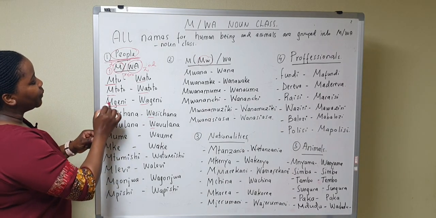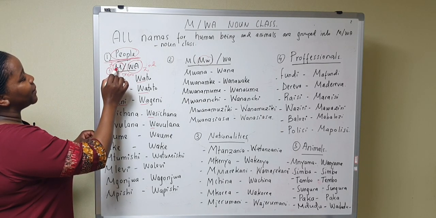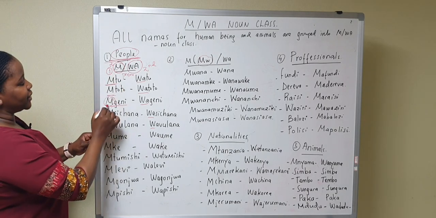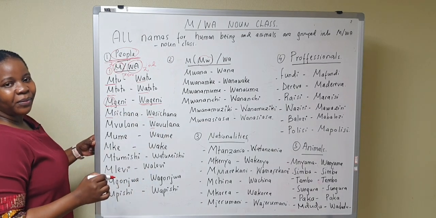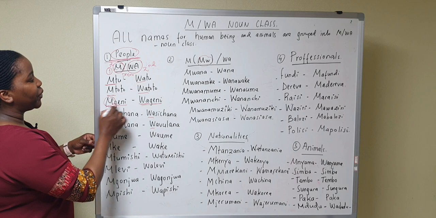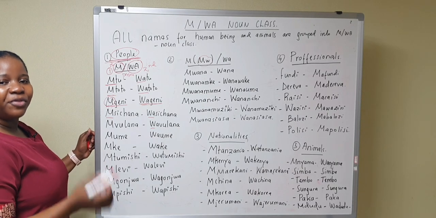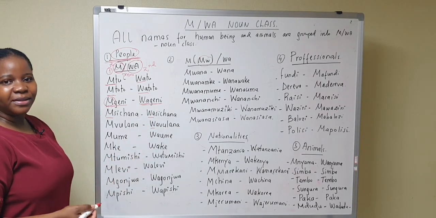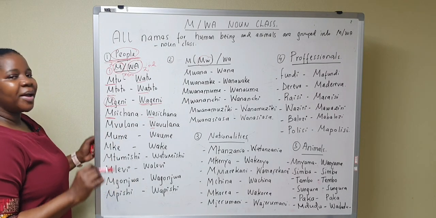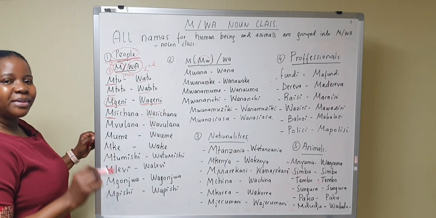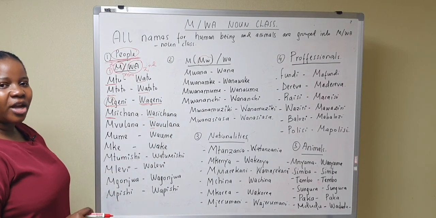The third example is mgeni, the first class. The plural of mgeni is wageni. Mgeni means a visitor, and wageni, visitors, okay? Very good. Msichana, a girl. Wasichana, girls.